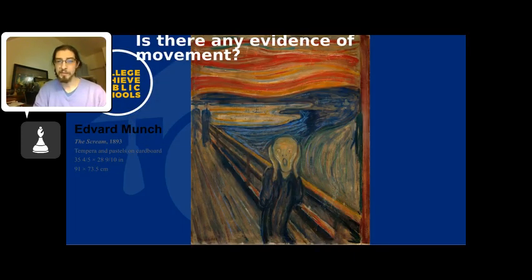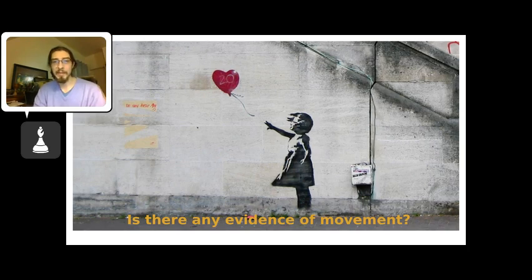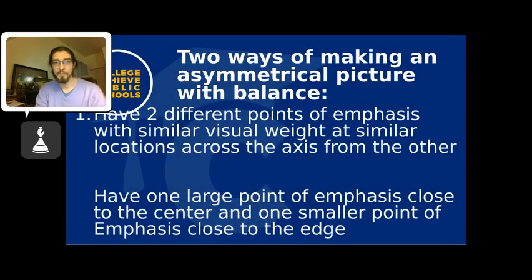Then we have The Scream by Edvard Munch. So I would say there's movement going on in the swirling background. He's got the Home Alone look going on. So definitely swirling, repeating lines, especially here. So definitely movement going on. And then we have another one by Banksy. We have that dynamic line. We have the implied movement in her hair, the balloon floating away. So definitely an example of movement.